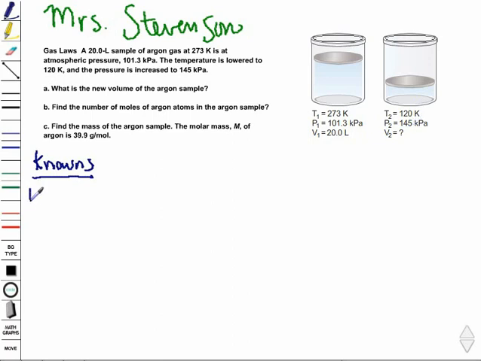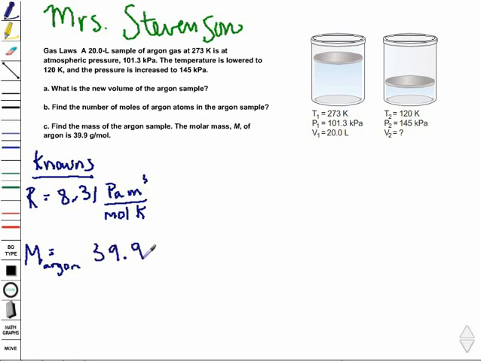But we also know there is a constant called Boltzmann's constant, which is 8.31 Pascal meter cubed per mole Kelvin. And we are also given the molar mass of argon, which they called capital M of argon, as 39.9 grams per mole. So these are all of our knowns.